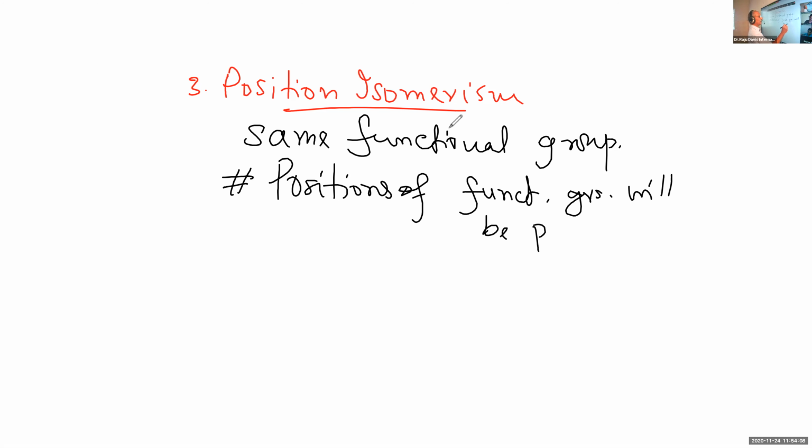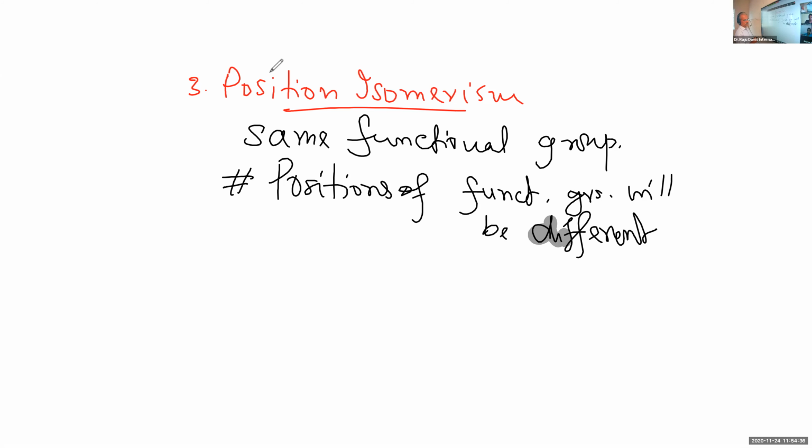Different positions for the same functional group. Okay. Let us see one example. Say propan-1-ol and propan-2-ol, two alcohols.